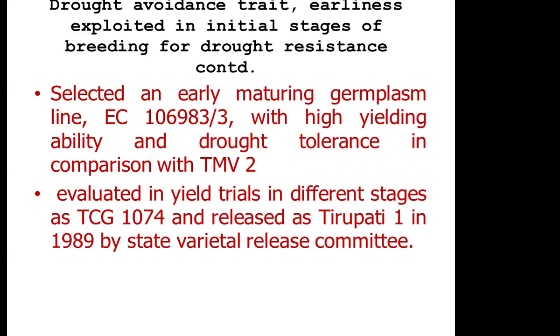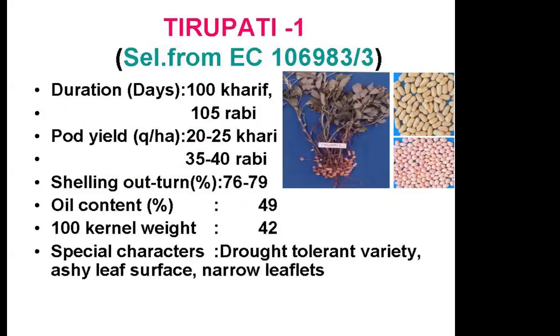Actually, it is a very good variety at that time, but because of lack of seed production on a large scale, that variety has not become popular, I have to say. Otherwise, it is a very good variety. Still, we use this line as one of the parents for the crossing program, and it is also selected as a reference variety. Okay, next slide. This is Tirupati 1.